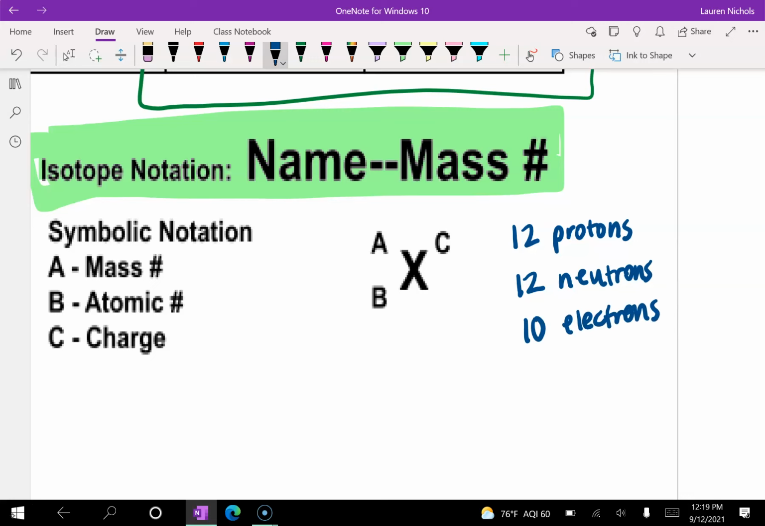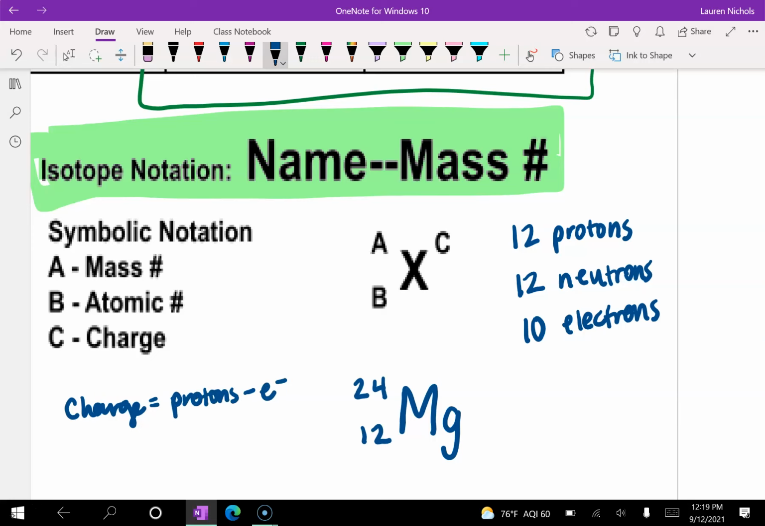Anything with 12 protons is magnesium, and magnesium has the symbol of Mg. Because it has 12 protons, that tells me my atomic number is 12, so I'd put a 12 in the bottom corner. My mass number is always my protons plus my neutrons, so 12 plus 12 is 24. And then my charge. Remember, your charge is always going to be equal to your protons minus your electrons. So 12 protons minus 10 electrons gives me a positive 2 charge.